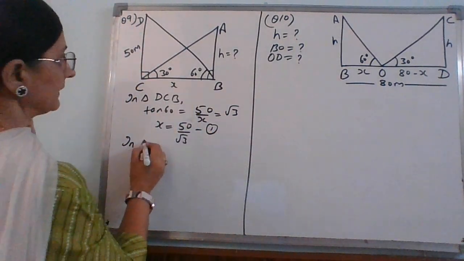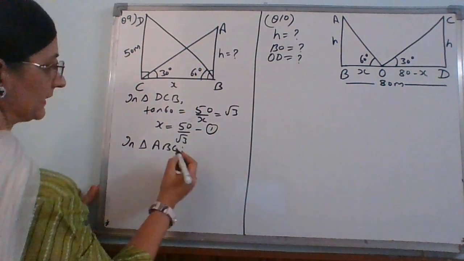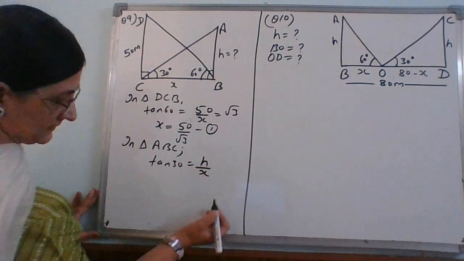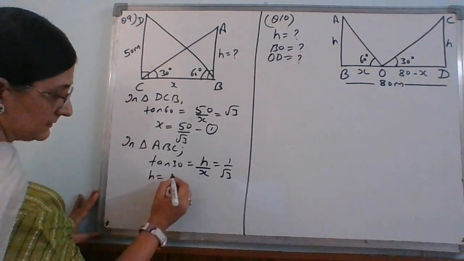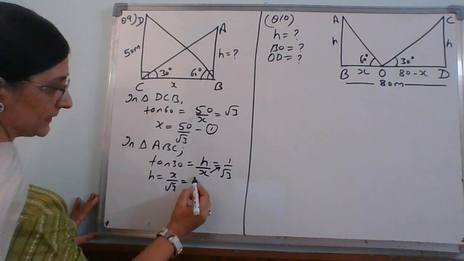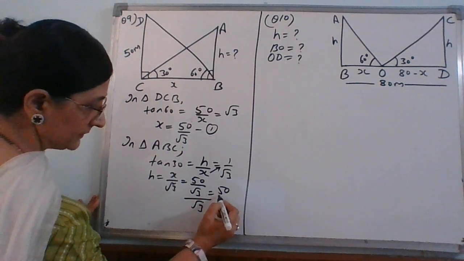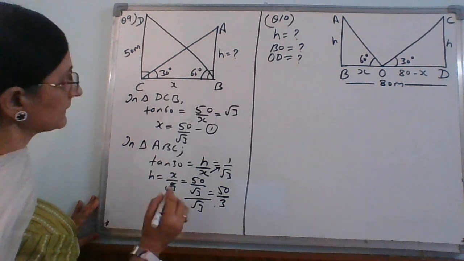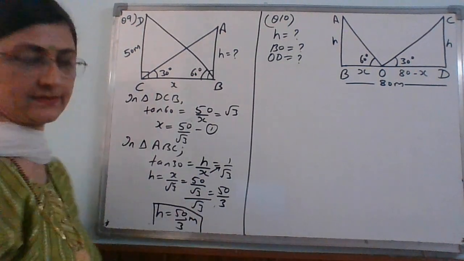Okay, now in triangle ABC, this is where the building comes, your height. So tan 30 we are having. The height is h and the base is x. Tan 30 is 1 by root 3, right? When we cross this to that side, it is x upon root 3. So what is x? We have the value of x here, 50 upon root 3, upon root 3. So that becomes 50 upon root 3. Root 3 times root 3 is 3. So the height of that building, that is AB, is 50 by 3 meters, right?